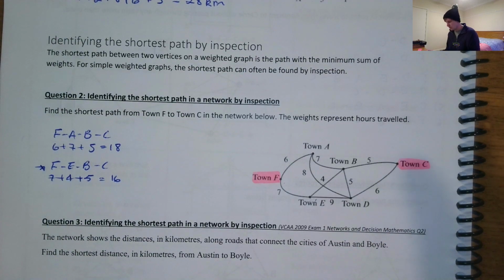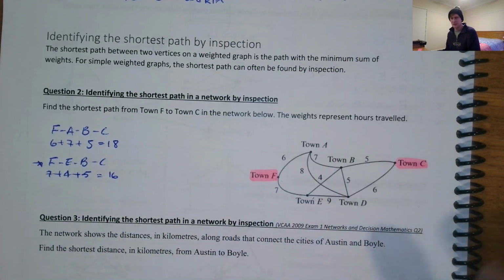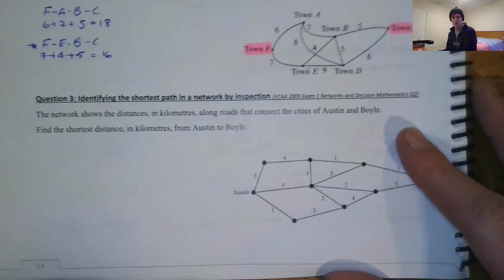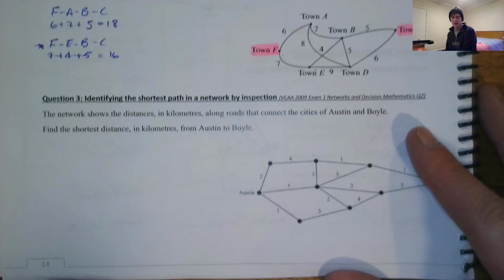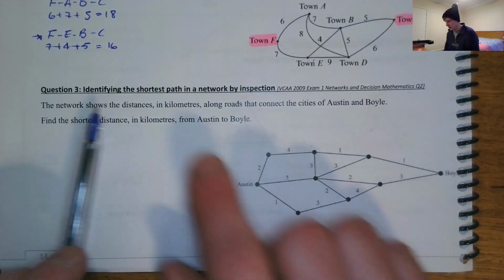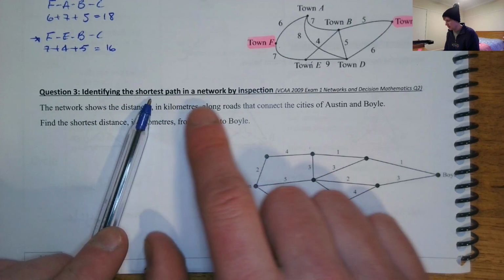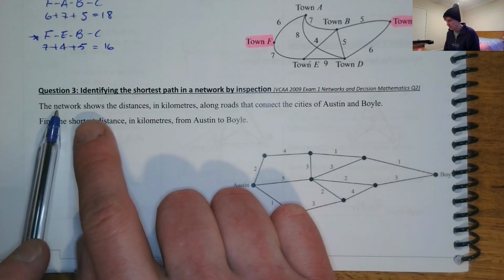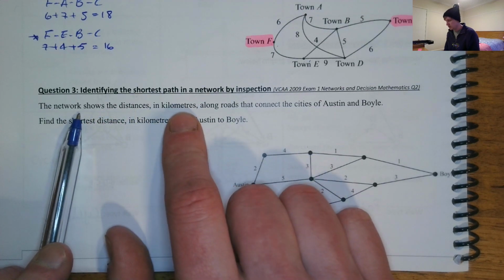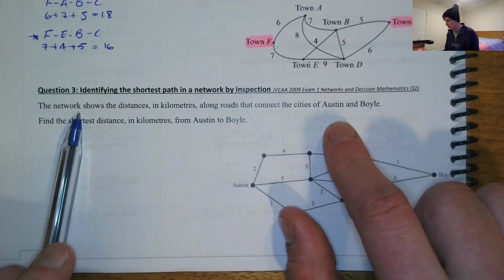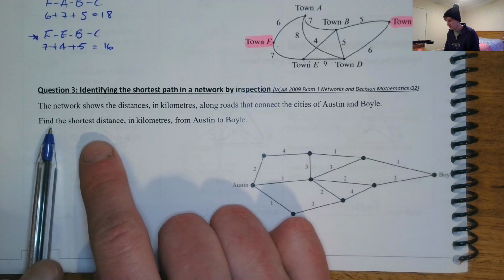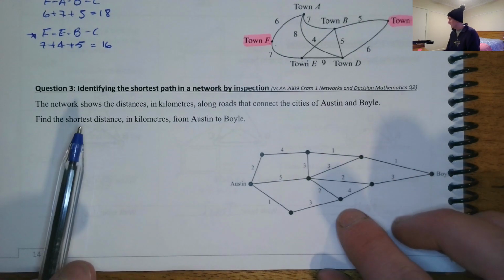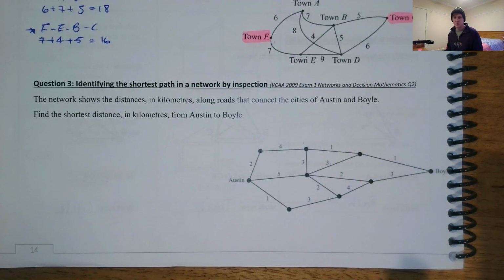Good. Moving on. So this next question here says, identify the shortest path in the network by inspection. The network shows distances in kilometres along the roads that connect cities from Austin to Boyle. Find the shortest distance in kilometres from Austin to Boyle. Now, this one there's going to be lots of options, right?